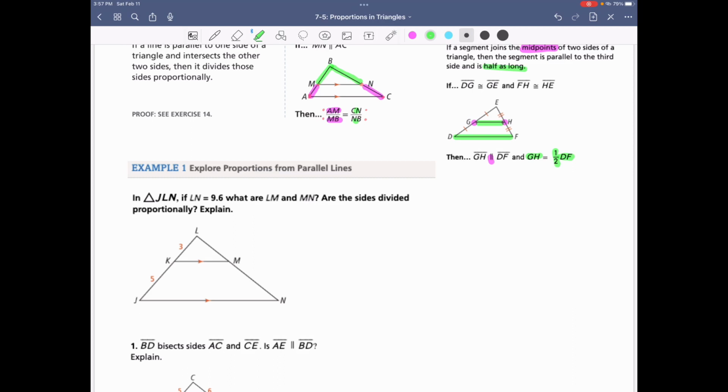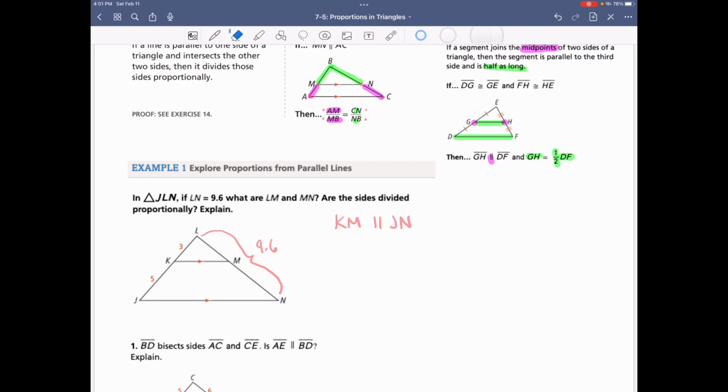Example 1. Explore proportions from parallel lines. In triangle JLN, if LN is equal to 9.6, so we're looking at this piece, what are LM and MN? Are the sides divided proportionally? Well, we can see right now, I'm going to write this as part of our proof, that KM is parallel to JN.